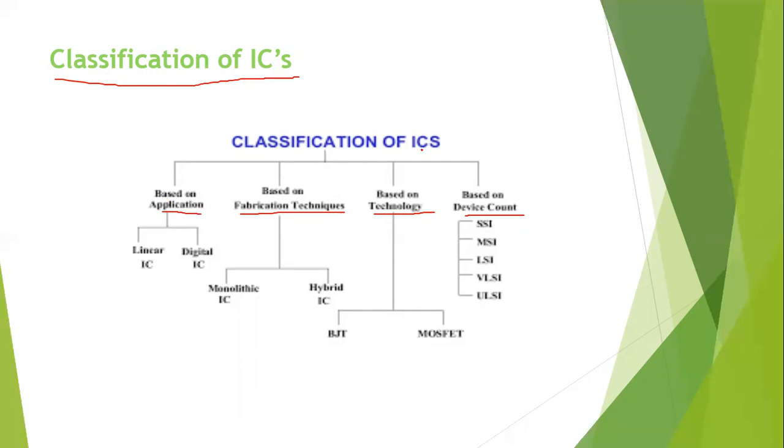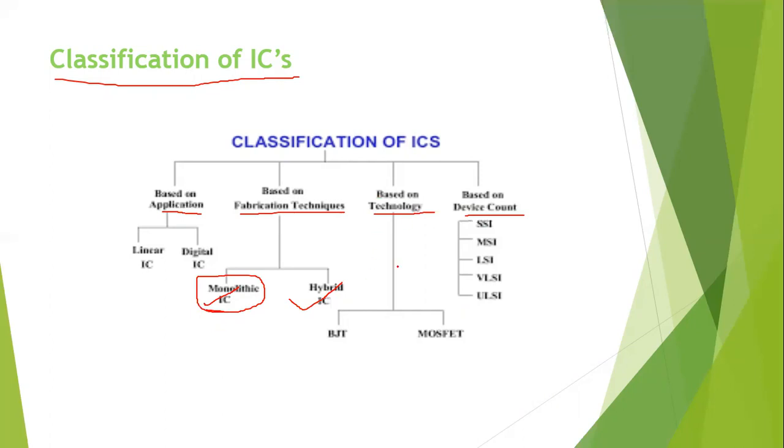So ICs are classified into two types based on the applications. First one is linear IC and second one is digital IC. This we have already discussed in unit 1. Next, based on fabrication techniques, they are divided into two types of ICs, monolithic ICs and hybrid ICs. So generally we will be preferring monolithic ICs at our level.